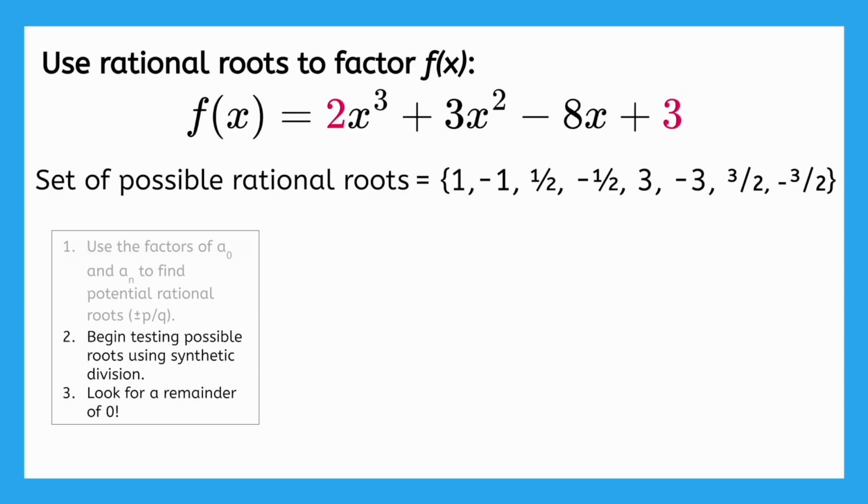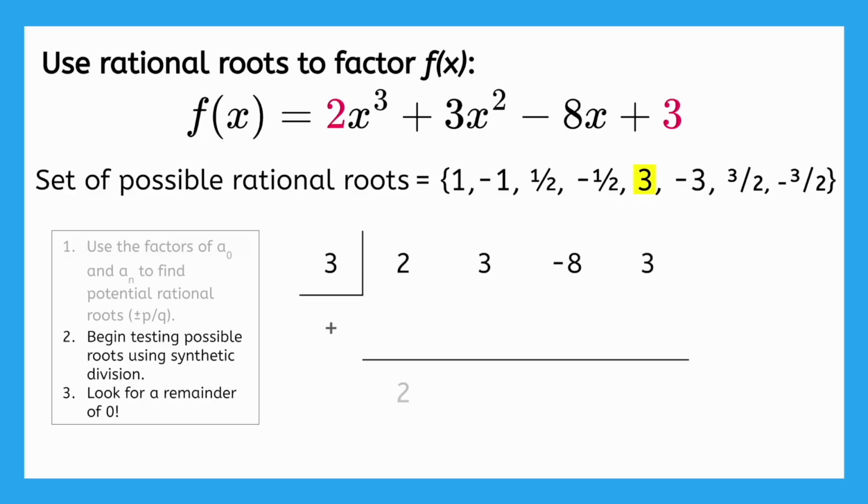And what would it mean if the remainder is 0? The factor theorem tells us that the associated factor divides evenly, and it is indeed a root of the function. Where do we start? It really doesn't matter. Let's try starting with positive 3.